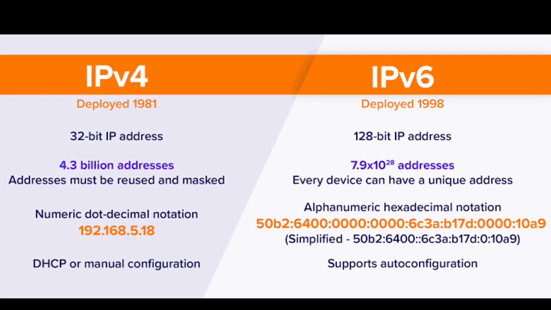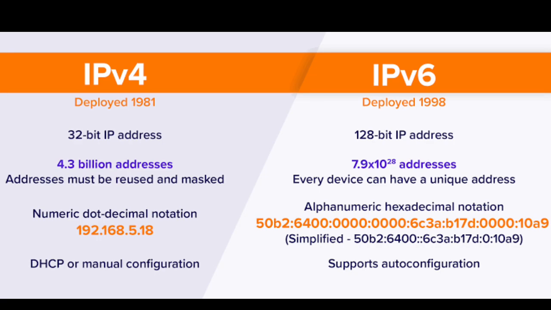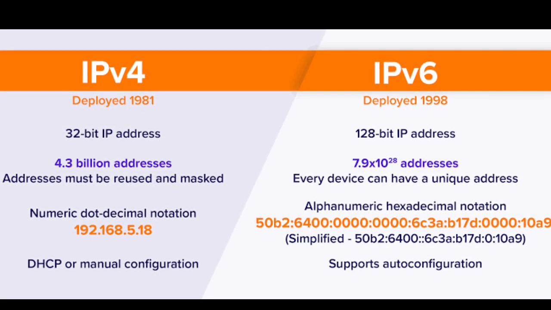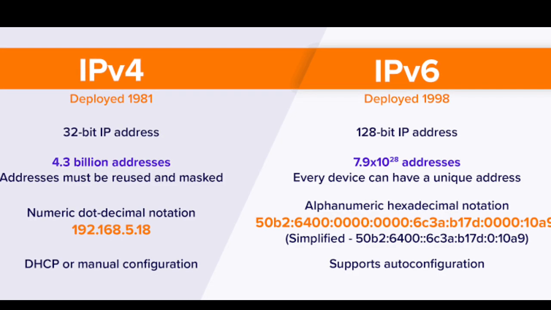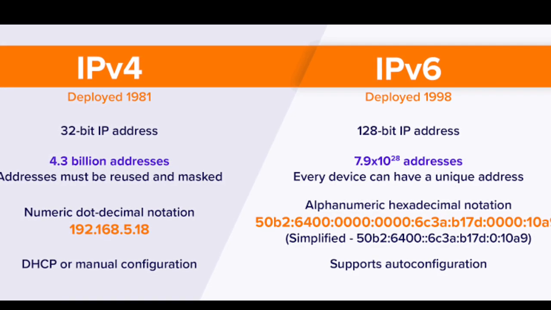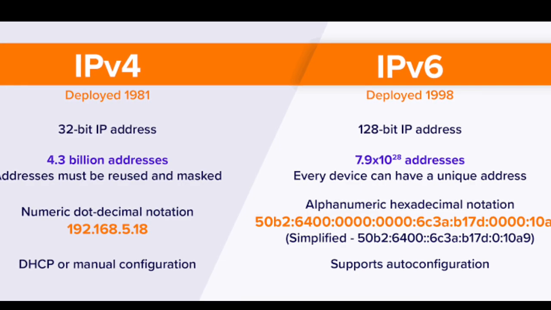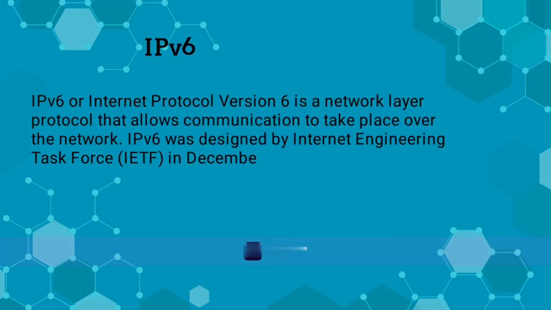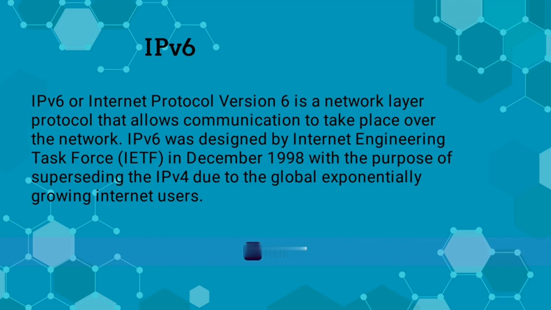The main reason IPv6 was developed was to provide a solution for the eventual exhaustion of addresses in IPv4. Unlike its predecessor, IPv6 uses 4 times more bits to address devices on the internet. IPv6, or Internet Protocol version 6, is a network layer protocol that allows communication to take place over the internet. IPv6 was designed by the Internet Engineering Task Force (IETF) in December 1998 with the purpose of superseding IPv4 due to the exponentially growing number of global internet users.